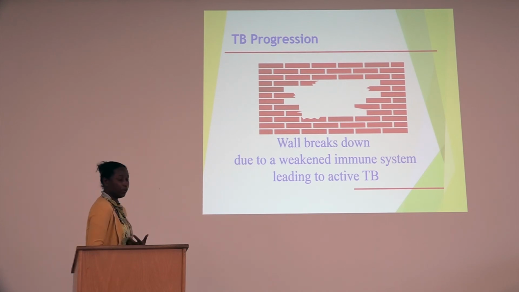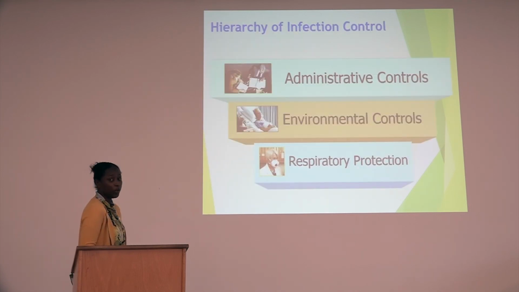If you have a weakened immune system, this causes what we call a breakdown of the wall that is protecting you from becoming active with TB or any communicable disease. So it is very important that you pay attention to your own lifestyle, making sure that you eat healthy, sleep at least 8 hours, and exercise, so that you can keep your immune system healthy and it can fight off any exposure that may happen to you during your work.